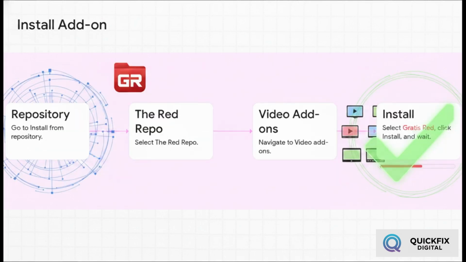Finally, Phase 4. Let's get the actual add-on extracted. Go to Install from Repository, choose the Red repo, and navigate right into Video Add-ons. You'll see Gratis Red just waiting there for you. Go ahead and select it, hit Install, and wait for that final success banner. And just like that, your deployment is officially complete.